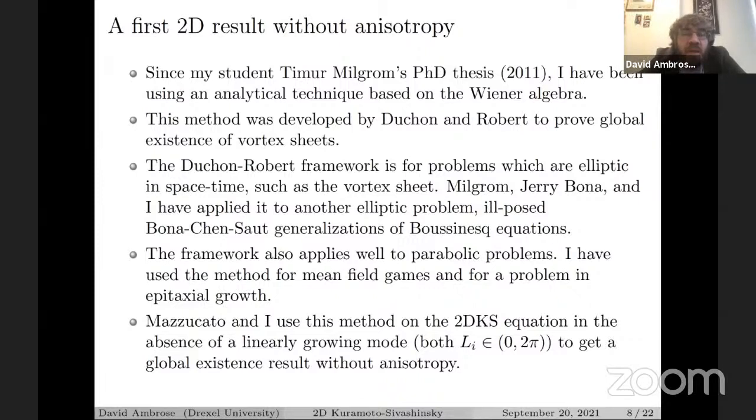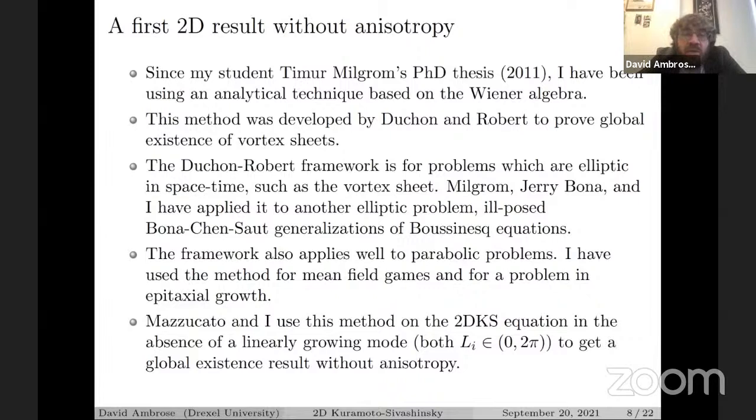So they prove existence of vortex sheets for all time by doing a contraction mapping argument on a Duhamel formula using function spaces that are space-time versions of the Wiener algebra. Okay, and so I'll get into what that means, but I call this the Duchon-Robert framework. It's for problems which are elliptic in space-time. The vortex sheet is elliptic in space-time, so it works there.